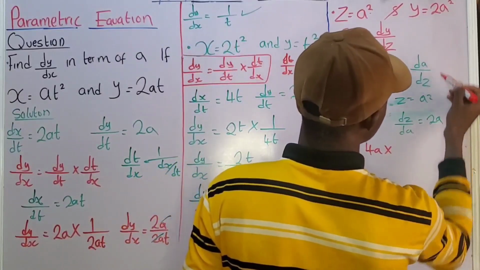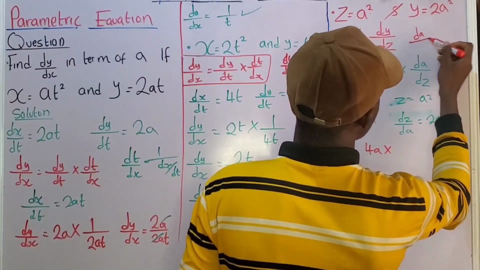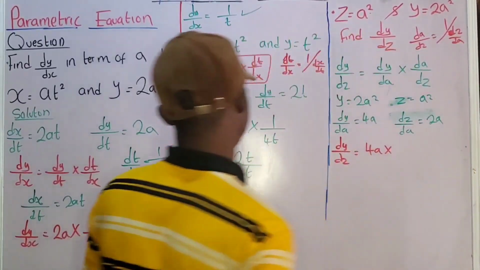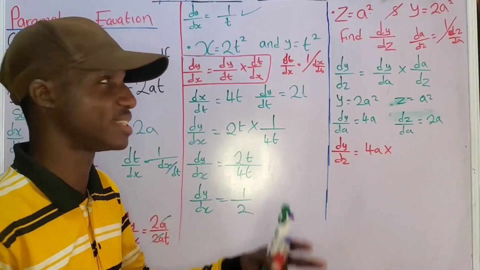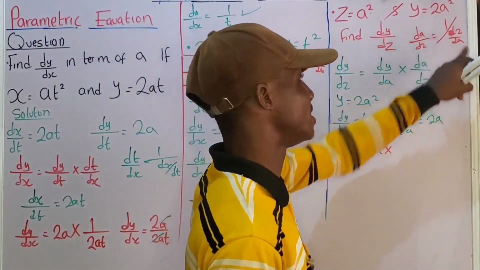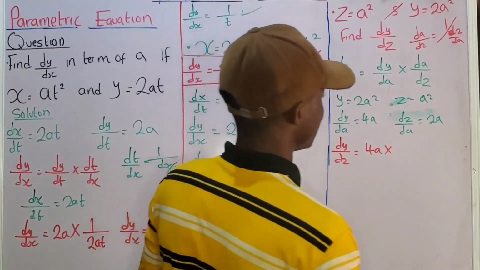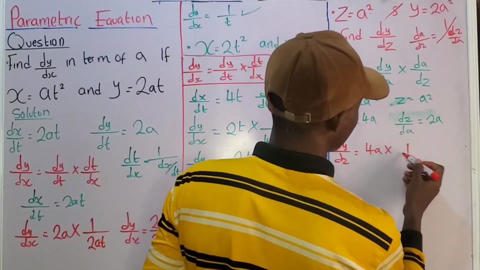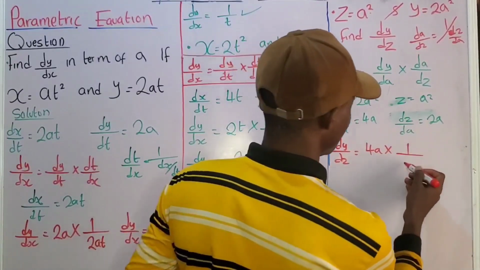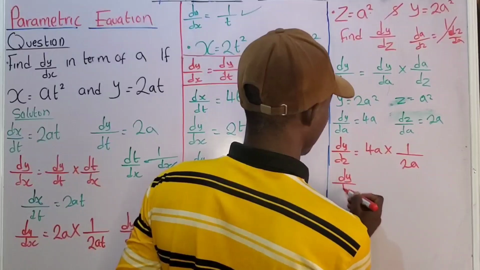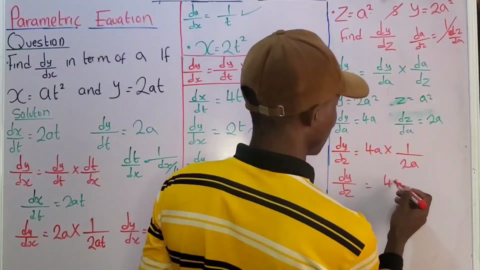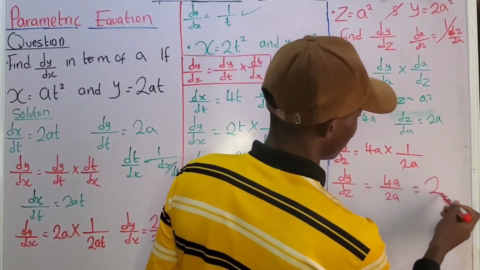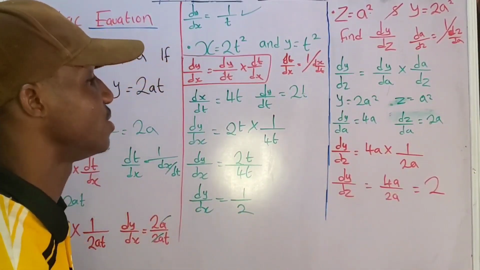Now da over dz, please pay attention. da over dz will be equal to 1 over dz over da, just like dt over dx is equal to 1 over dx over dt. Okay, so I'm going to take the inverse of dz over da to get da over dz. So da over dz will be 1 all over dz over da. That is 2a. So here I'm going to have dy over dz equals 4a all over 2a. 4a divided by 2a will give me what? That will be 2. Okay, so that is the final answer to that question. This dy over dz is 2.